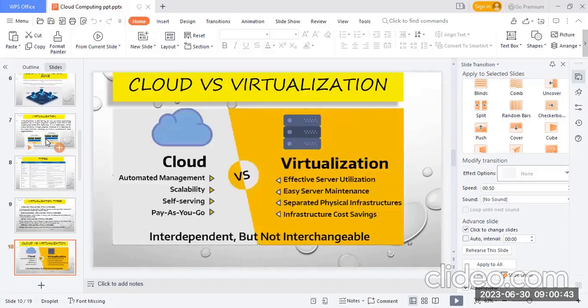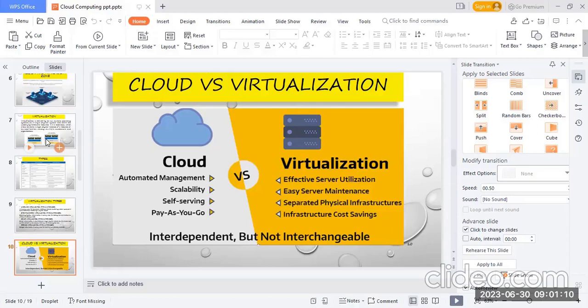So when we compare cloud with virtualization, basically cloud provides automated management, scalability, self-service, and pay as you go. So as per our requirement, if we want to increase or decrease the machines, that is also possible in cloud. Whichever management is there, an automatic management system is there. So a self-service facility is there. As per the user's requirement, we can make modifications and give that support to the customers.